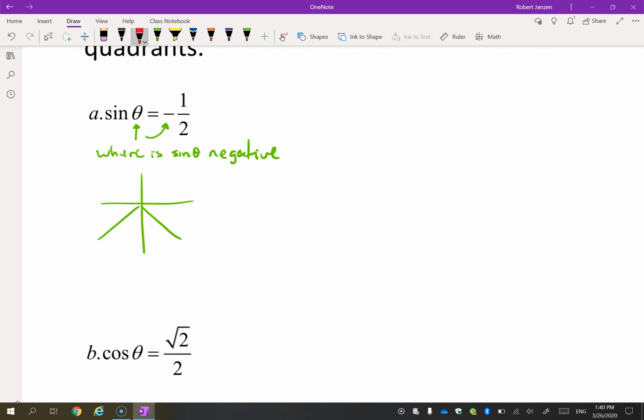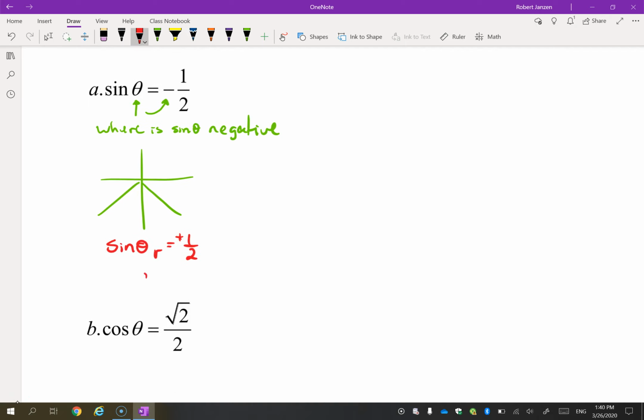Then I'm going to try to calculate the reference angle. So what I'm doing is this. I'm saying, where is sine a half? Now notice I'm using positive for reference angle. It's always positive. So the reference angle here is, I'm thinking, where is sine a half? Sine is a half at 30 degrees. So my reference angle is 30.